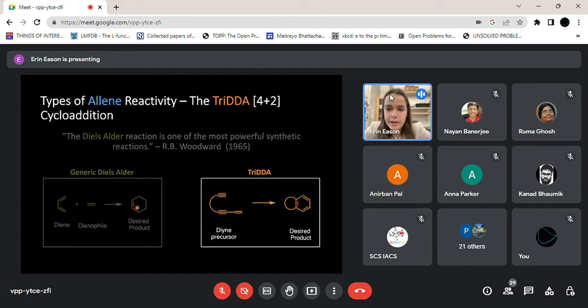So the tri-DDA reaction is still a net 4+2 cycloaddition, but rather than between a diene and a dienophile, we now have a diene, so a dialkyne, and then we have some dienophile, which, as I've shown on the screen, is an alkene, but it can also be any array of aryl groups, which is actually what I've worked with pretty extensively. So this substrate here will undergo a deprotonation, which gets us to our signature allene intermediate, and then can go to our desired aromatic ring structure.